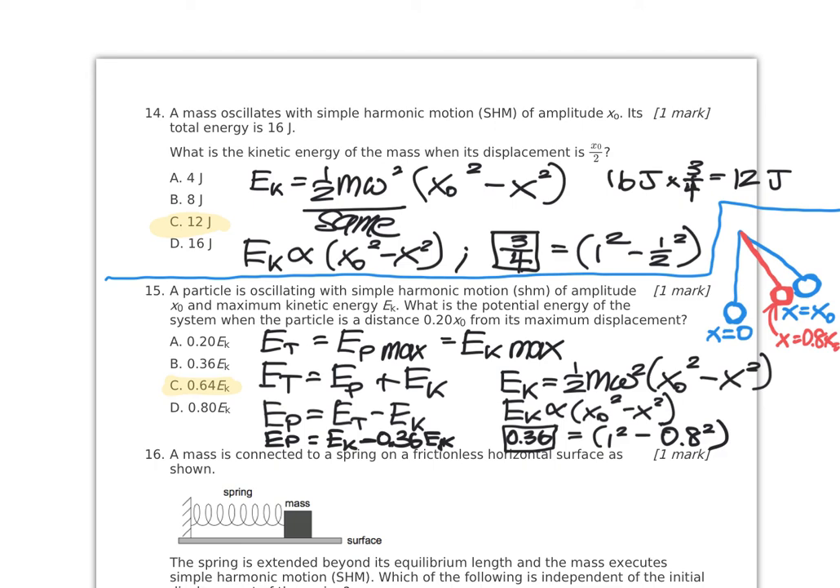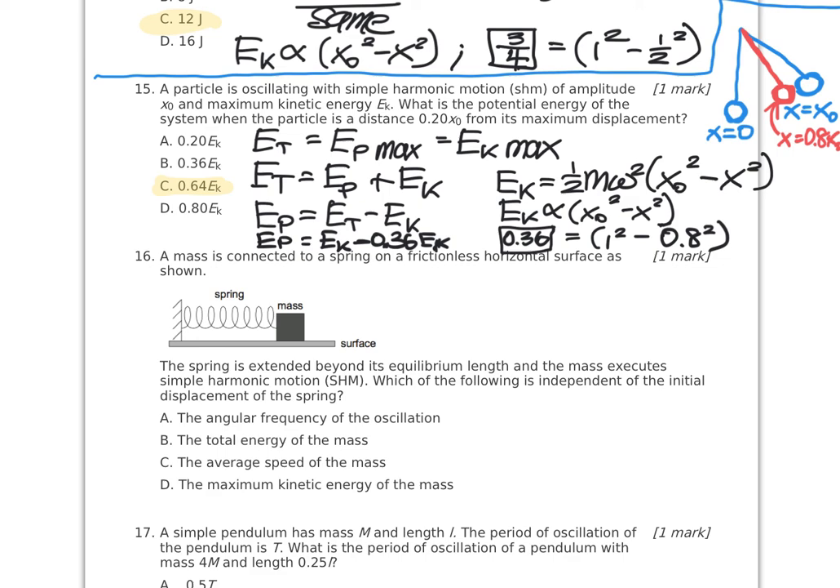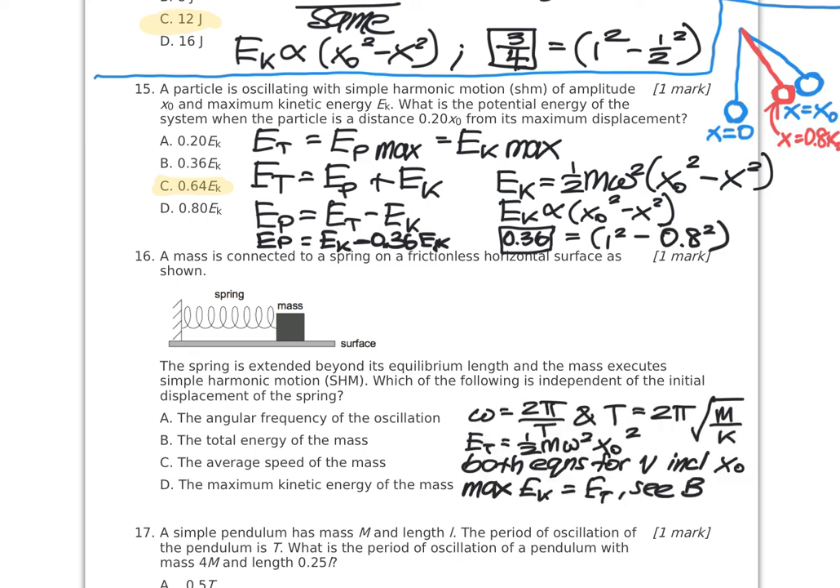All right, 16. So here's an interesting question. We have a mass spring system, and it's doing simple harmonic motion, and it says, which is independent of the initial displacement of the spring? Okay, 16 is not as bad as 15. So basically what I went through, I went through all the answer choices and I wrote down the equations. I didn't write down the equations for speed. You can look them up. They're a little long for this space. I can read them off.